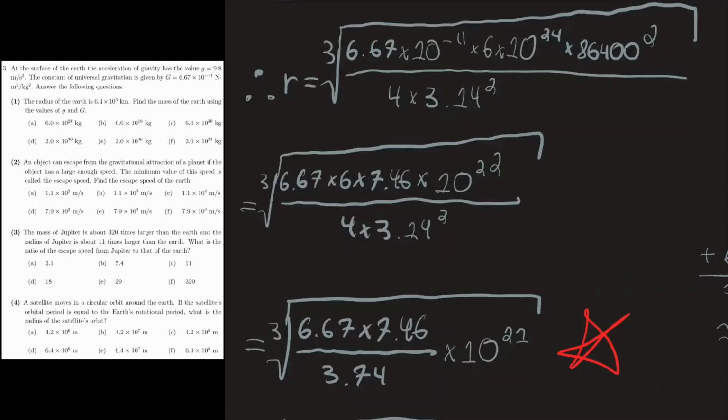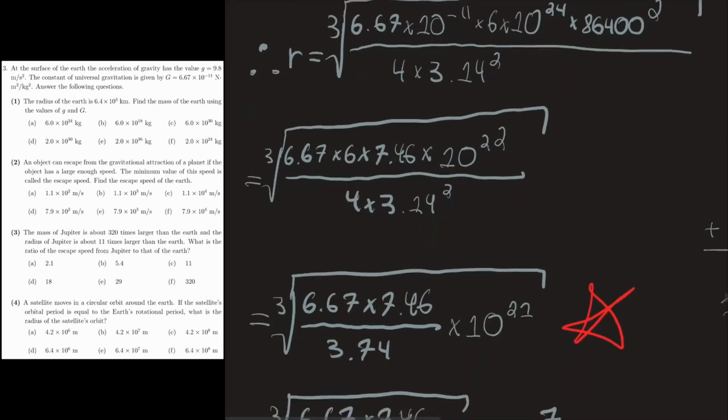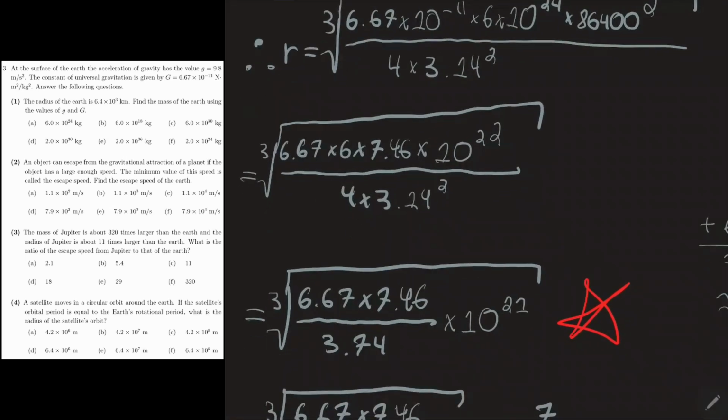I combine multiples of 10, multiply together, round with discretion, and so on. Also, right here, there's a star. You'll see that I made a pretty big math blunder. I forgot about this times 6 right here.